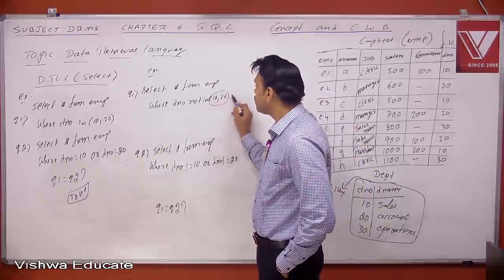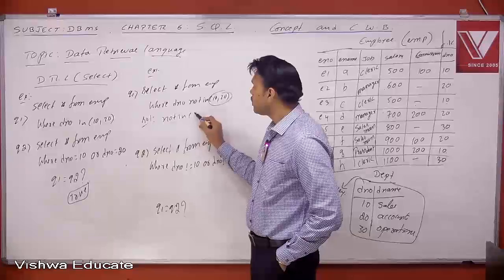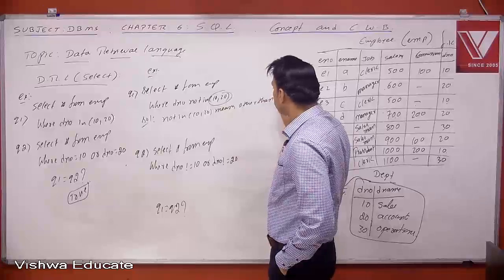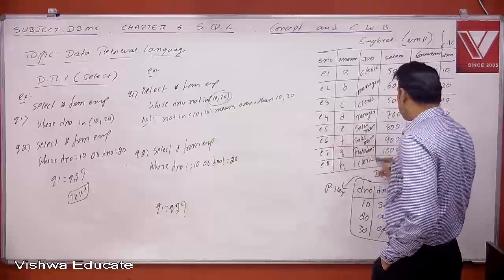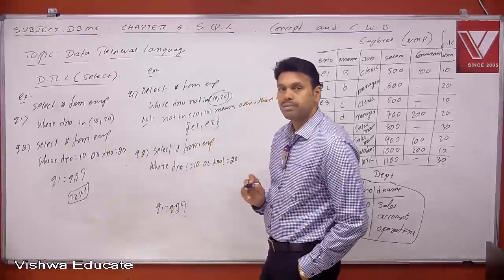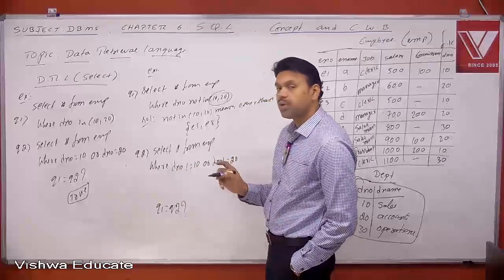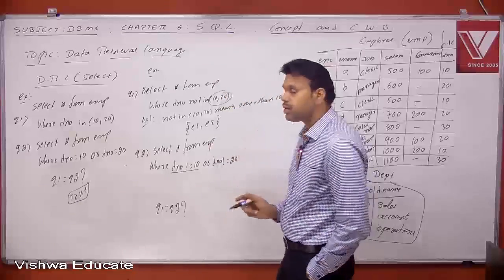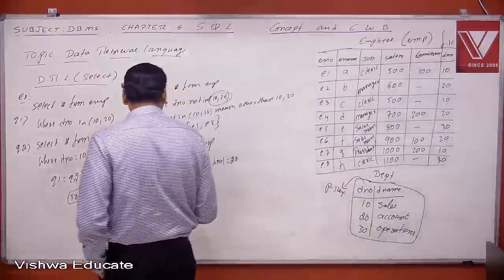Simple to identify. Not in 10, 20 means what? The solution is, not in 10, 20 means other than 10, 20. As far as our database is concerned, E5 belongs to 30 and E8 belongs to 30. So you will get E5 and E8. Now if you look at select star from EMP where DNO not equal to 10 or DNO not equal to 20, let us execute the first condition, DNO not equal to 10. Who are not equal to 10? 1, 2, 3, 4, 5 rows.